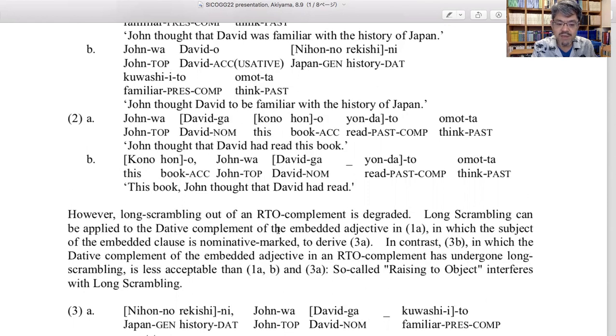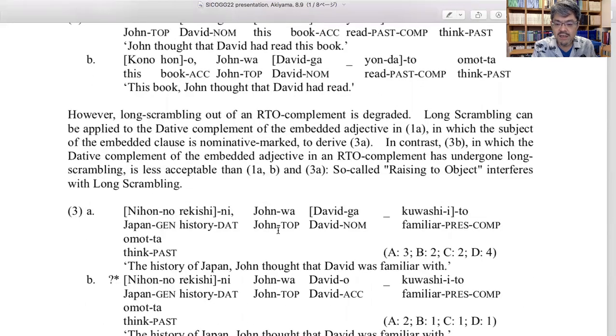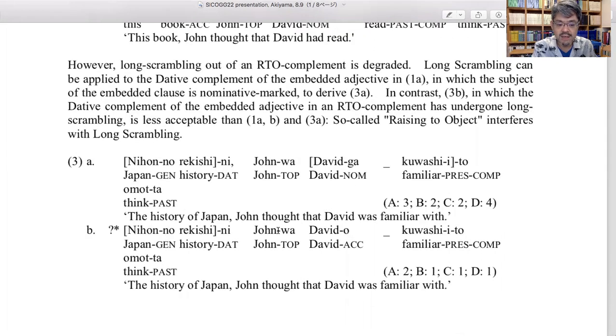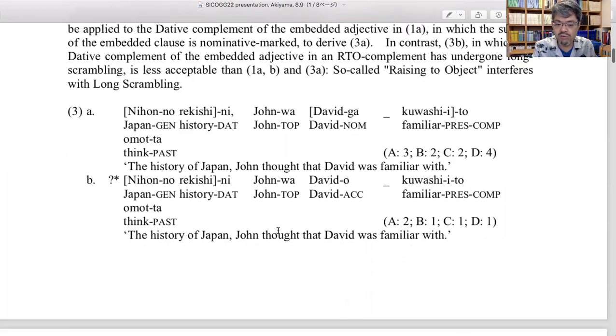Long scrambling can be applied to the embedded dative argument in 1a, and this derives 3a. In contrast, in 3b, the embedded dative argument in an RTO complement has undergone long scrambling and is less acceptable than 1a, 1b and 3a. So 3b, 日本の歴史にジョンはデイビッドを詳しいと思った。This is less acceptable than 1a, 1b and 3a. So raising to object interferes with long scrambling.